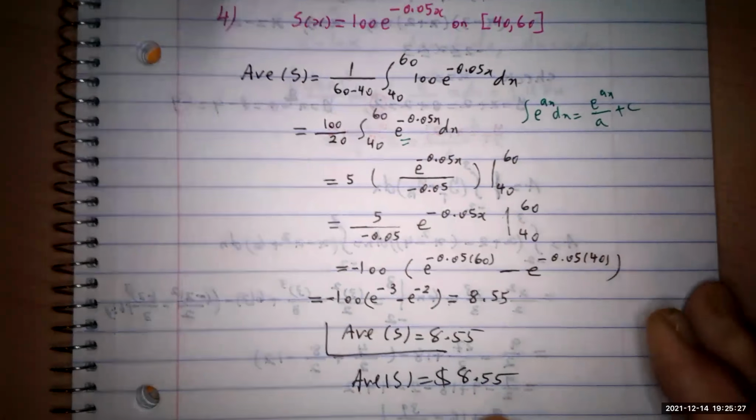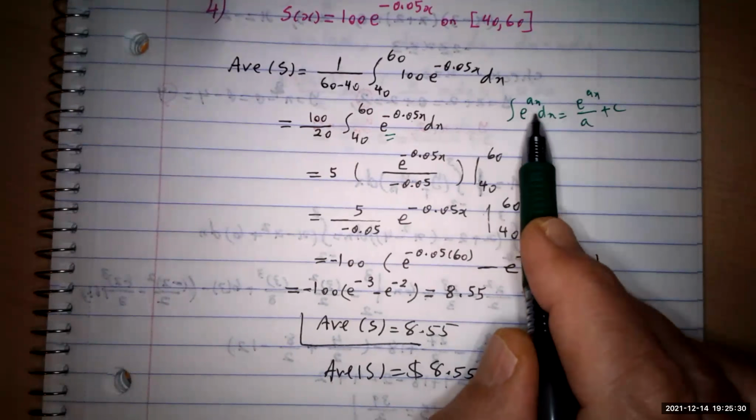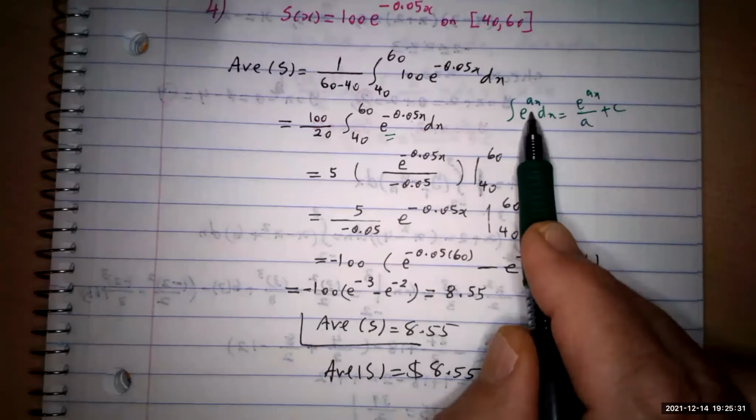Because when you differentiate, the derivative of ax is a. So when you differentiate, you multiply by a; when you integrate, you divide by a. Just for a, not for anything else. So this integral would be: we repeat the exponential function and divide it by the coefficient here, negative 0.05. And we want it from 40 to 60.